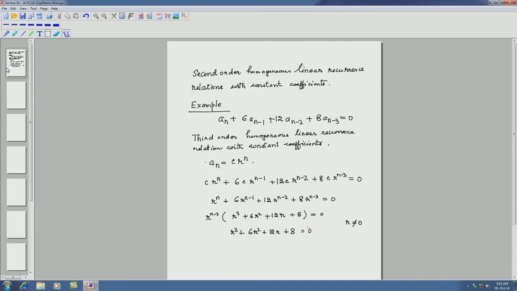Now, we immediately observe that this is nothing but (r + 2)^3 = 0. That means, we have a solution r = -2 repeated thrice. Thus, we obtain a solution a_n = C times (-2)^n.